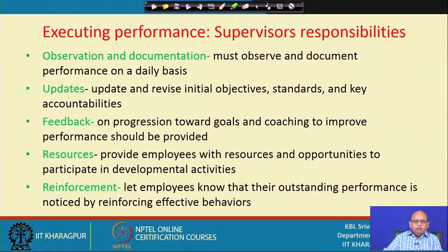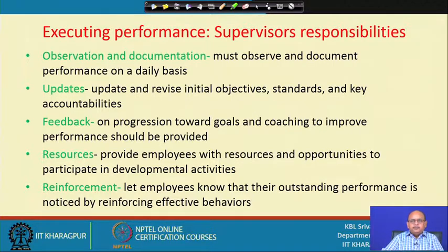Now, both supervisors and line managers have responsibilities. When I am talking about supervisors, what is their job when it comes to executing performance? Let us be more clear about it. Supervisors regularly observe and document the performance, so that they know how well people are performing. They should provide regular updates about the objectives, standards and accountabilities. They should also give feedback about the performance, and they should provide all the resources required to perform well.